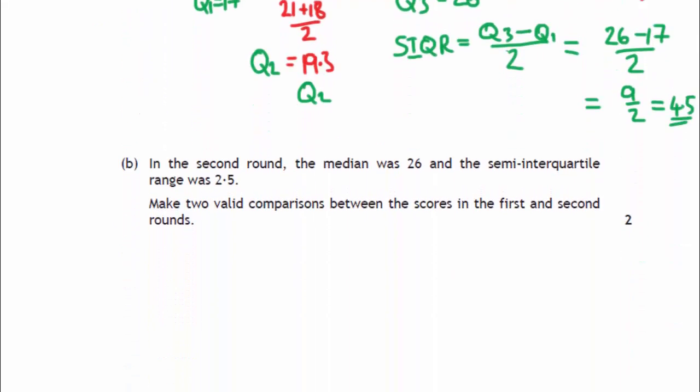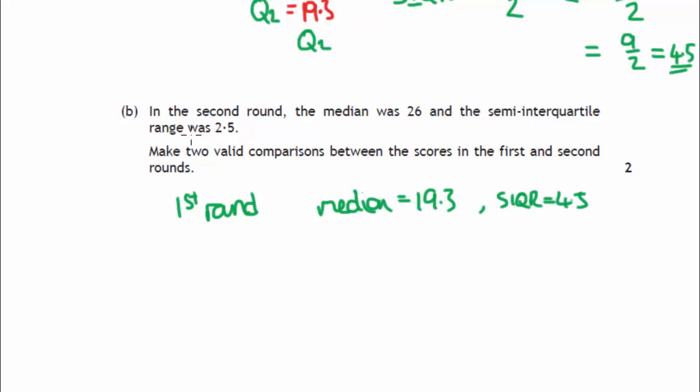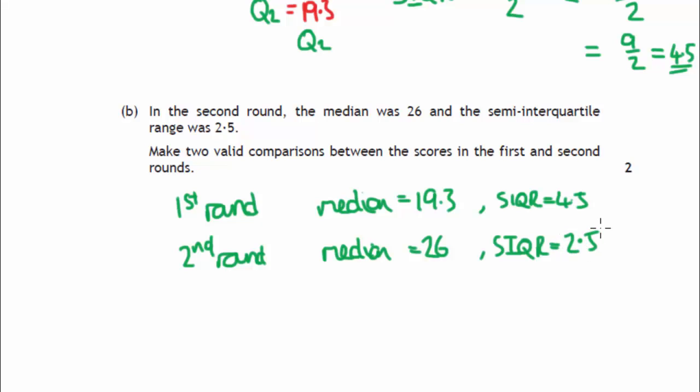Now, to actually analyse this, what they're saying is basically in the second round, so what we've got is the first round, we'll just say, just to compare them, median equals 19.5, and the semi-interquartile range, we'll write that out again, is 4.5. This is the second round. You go median, so the overall average is higher at 26. And the semi-interquartile range equals 2.5, so they're just asking you to compare them.